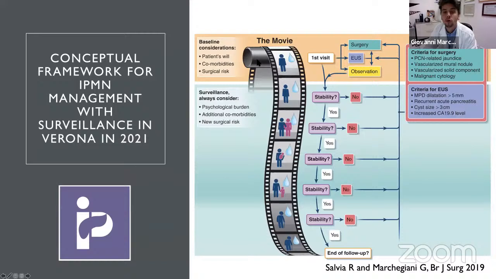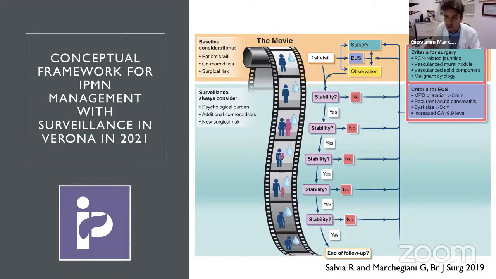What we want to consider at the beginning is the patient's will, because you know that not all patients are the same. They can be very anxious about their cyst, and this of course is important to be taken into account. The patient can have comorbidity. It's different to operate on someone who is younger or older. And then we have to consider the surgical risk, because we are not doing surgery for melanoma. We are doing surgery for the worst possible cancer in the abdomen.